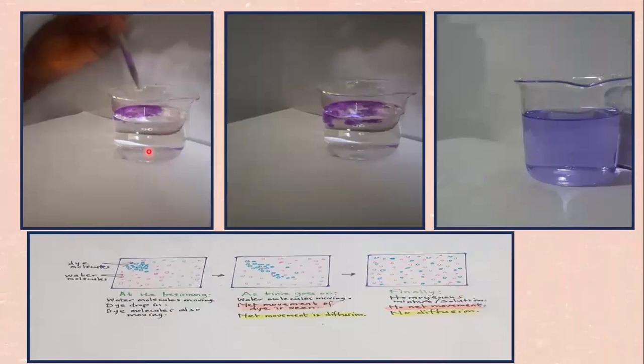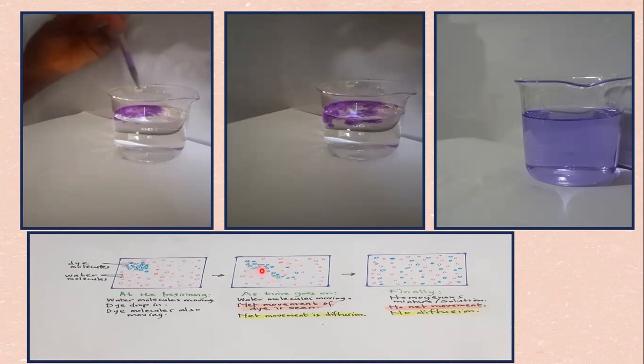Now, here is water, here is the dye. We have water molecules, we have dye molecules. Well, at the beginning that the dye is dropped in here, there's plenty of dye here. It's going to move and disperse, and there's random moving of dye molecules. At the same time, there's random moving of water molecules. You can see the net movement of the dye is from where it's highly concentrated and moving into areas that are less concentrated. That is diffusion.